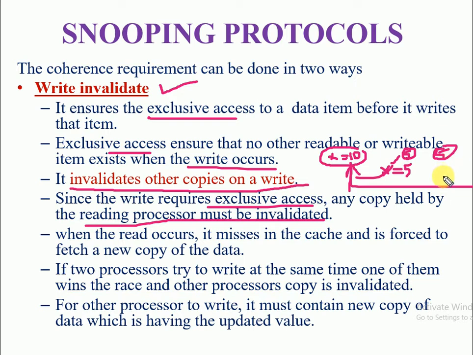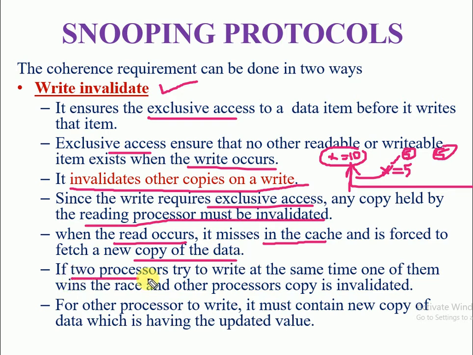All the other processors which have a value for that particular X, or that particular block, must be invalidated so that no other processor can have access to the wrong data. It should have access to the currently written data only. So if somebody is trying to write shared data, it must invalidate the previous value in all the caches currently available with any of the processors. When a read occurs, it misses in the cache. If it misses in the cache, it is forced to fetch a new copy of the data. Okay, it will be taken from the primary memory.